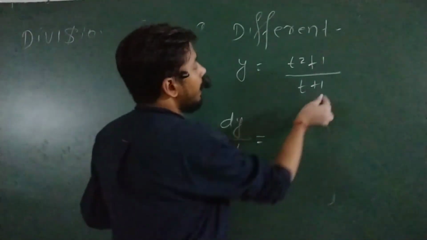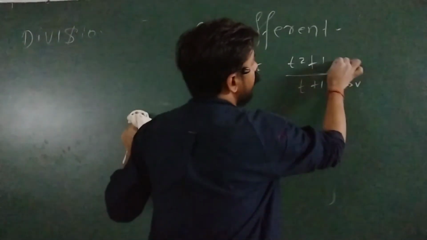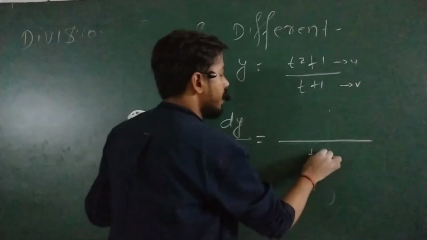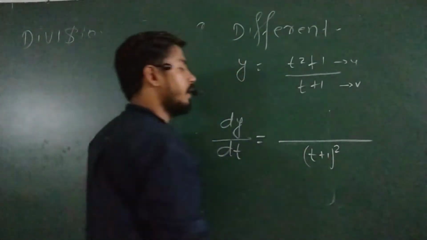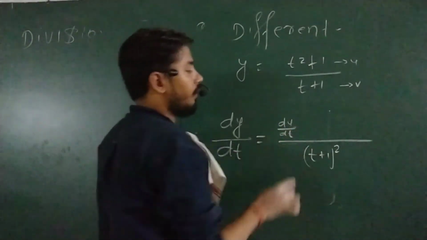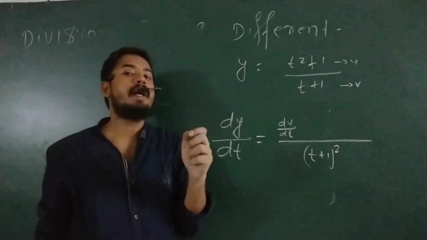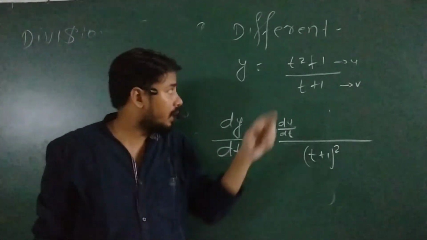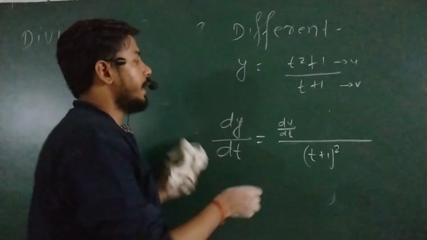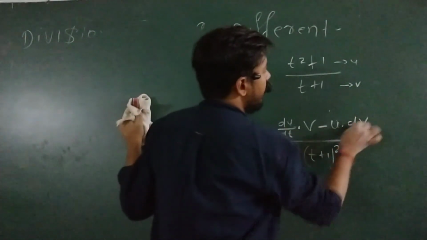So again we can apply the division rule of differentiation. We can assume this is v and this is u. So v square means t plus 1 whole square. Now, in that formula I wrote du by dx because we assumed u is a function of x. But right now it is a function of t, so we will write du by dt into v minus u into dv by dt. Everybody?